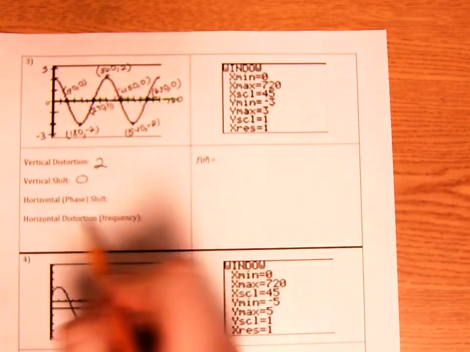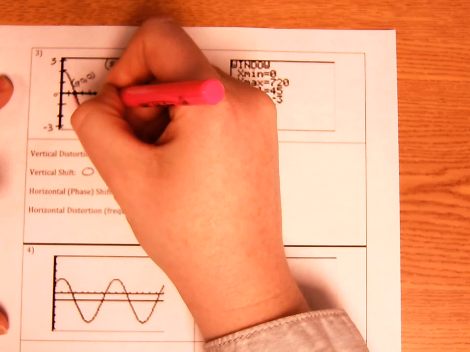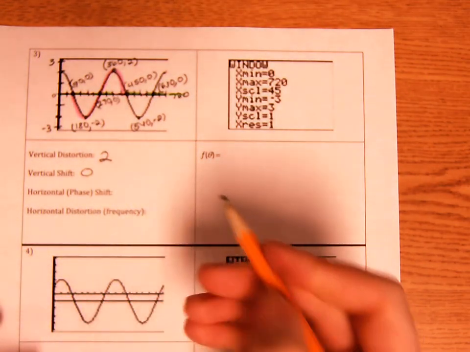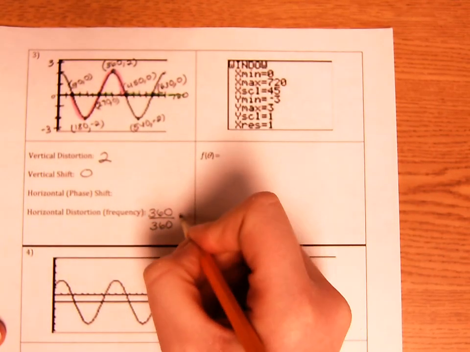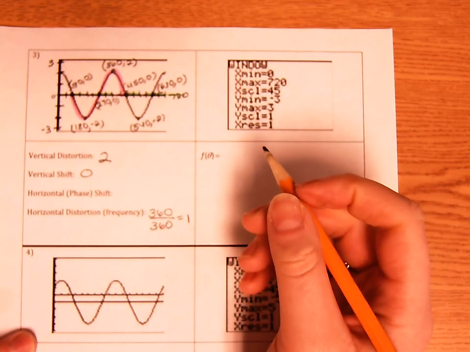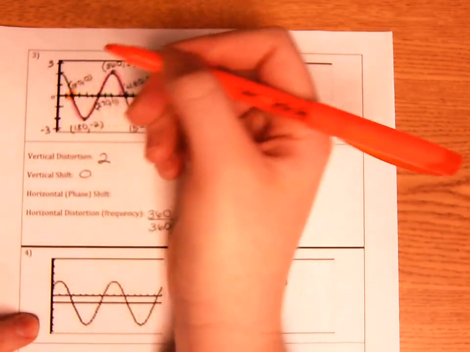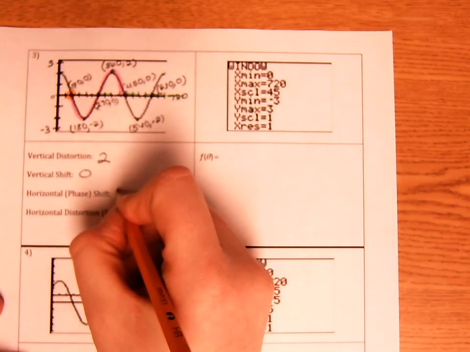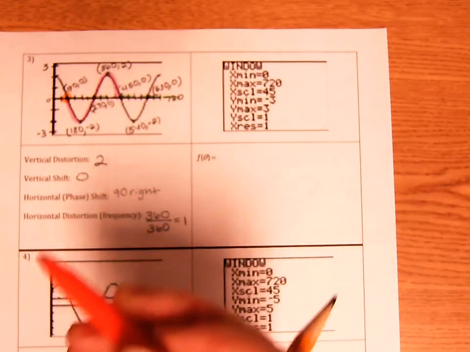Our horizontal distortion, our frequency, we need to highlight one full rotation. So I'm going to start at 90 and go through 5 key points. That brings me to 450. 450 minus 90 is also 360. So to calculate my frequency, 360 divided by 360 gives us 1. And then finally our phase shift depends on where we choose to start our sine function. So let's say I chose to start at 90 degrees to the right. So notice from that point I'm going down. So I need to make sure I have a flip over my x-axis.